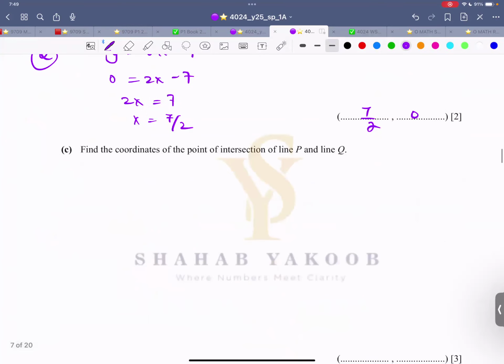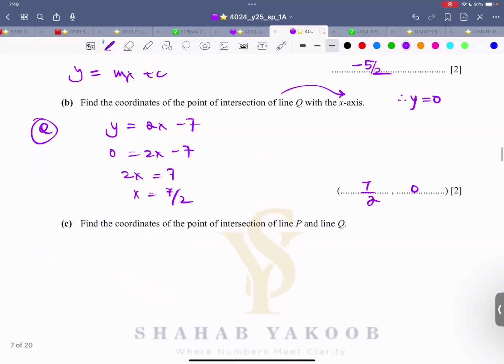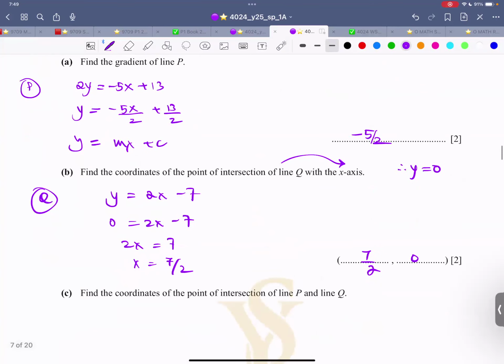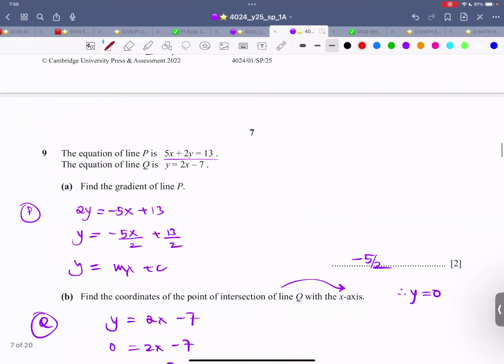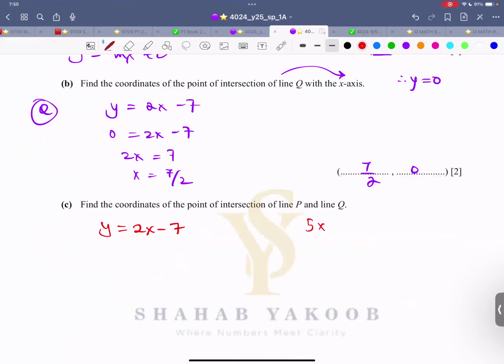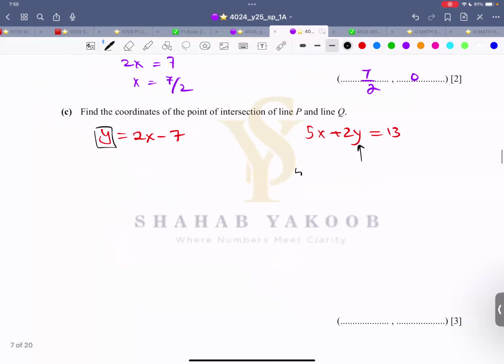That is all done. Find the coordinates of the point of intersection of line P and line Q. Okay, so now over here, this is y equals 2x minus 7, and 5x plus 2y equals 13. So what do you do? You solve it simultaneously. Whether by elimination or substitution, that's not an issue. So I'll just take this and plug it in over here. I think that feels better.